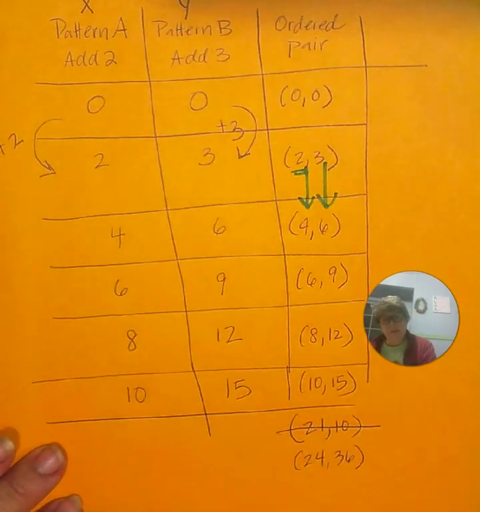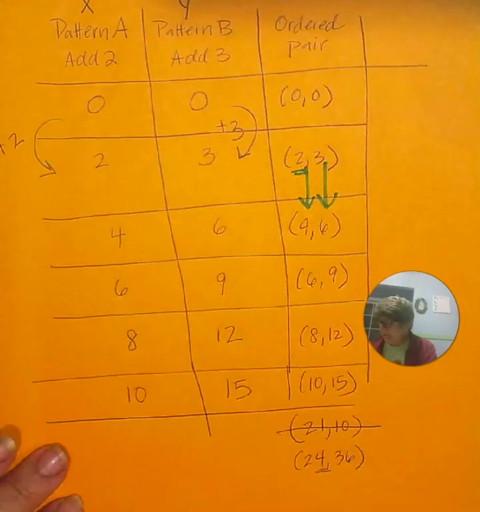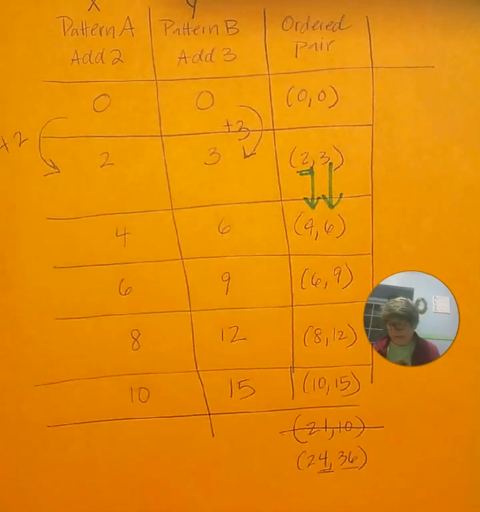How about 24, 36? 24, 36. Is 24 a multiple of 2? Yes, because it ends in 4. 2, 4, 6, 8, right? And is 36 a multiple of 3? So there we would have that would be on our graph, much bigger.